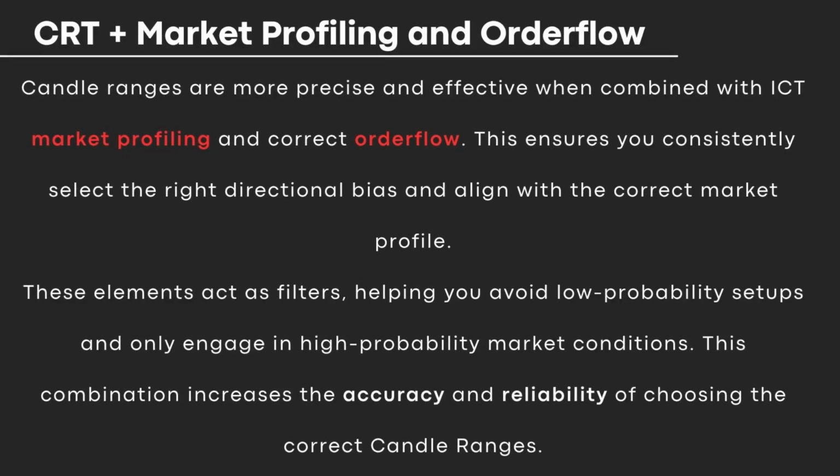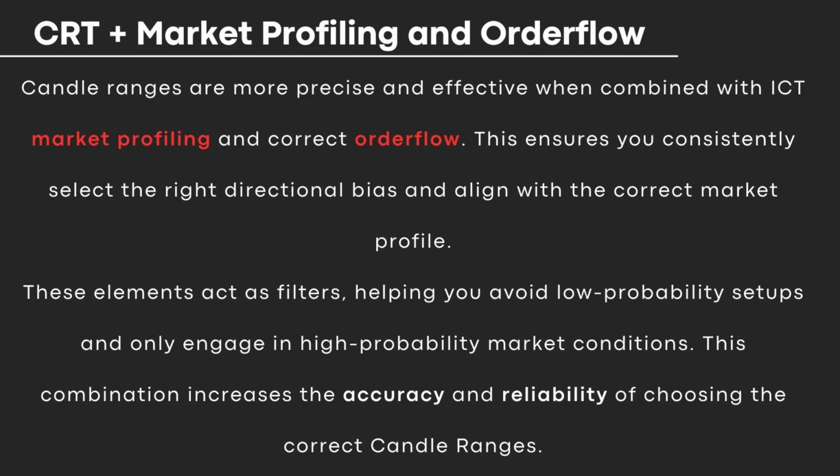Moving on, the next integration of CRT and ICT comes in the form of market profiling and order flow, right? Now, these two are the main important concepts which we'll use to define structure and determine drawn liquidity or directional buys. And then your objective would be to trade in the direction of the particular order flow, and you'll choose the correct market profile to properly trade it, right? Candle ranges are more precise and effective when combined with ICT market profiles and correct order flow. And what this does is it ensures that you consistently select the right directional buys and align with the correct market profile.